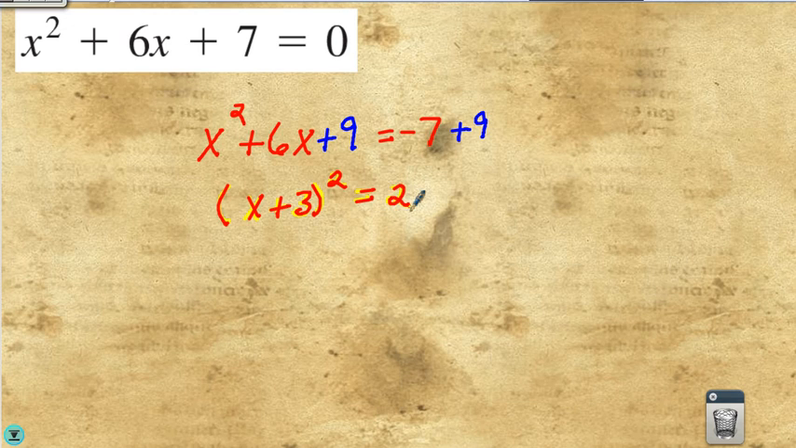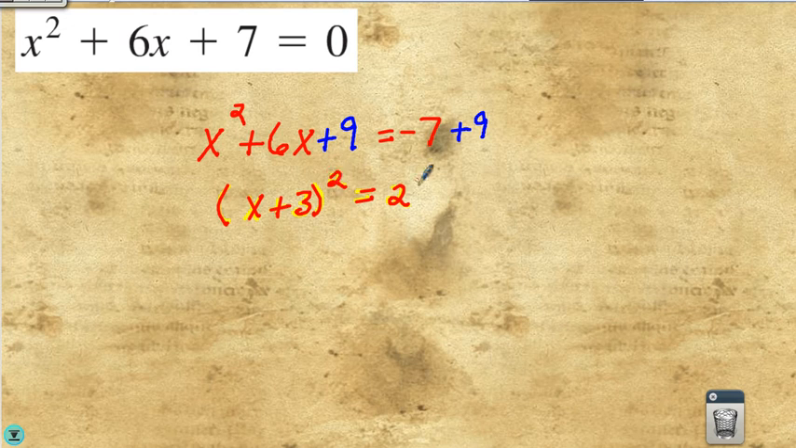And look what you have now. It's a problem like we started the day with. Stuff squared equals a number. That makes sense. When you complete the square, you will always have something squared equals some number. So from here on down, it's basic solving equations.